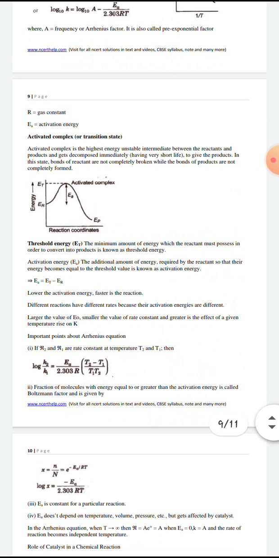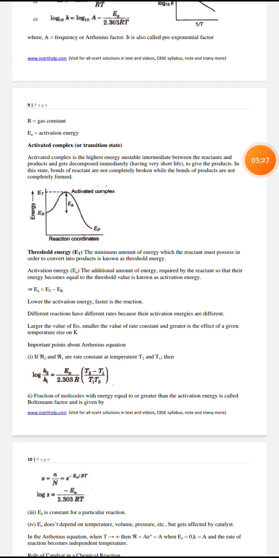Next is activated complex or transition state. The activated complex is the highest energy unstable intermediate between the reactants and products, which gets decomposed immediately to give the products. In this state, bonds of reactants are not completely broken while the bonds of products are not completely formed. So here bonds of reactants are not completely broken and bonds of products are not yet formed.